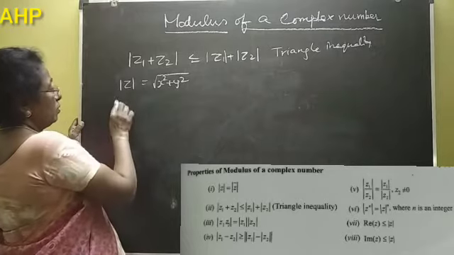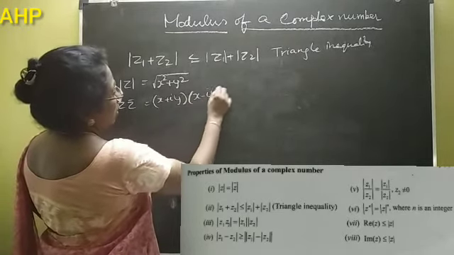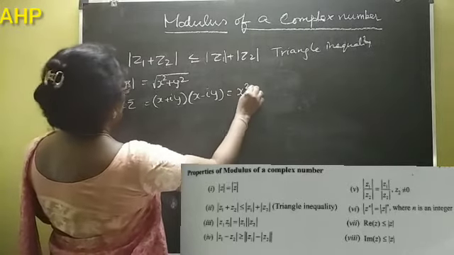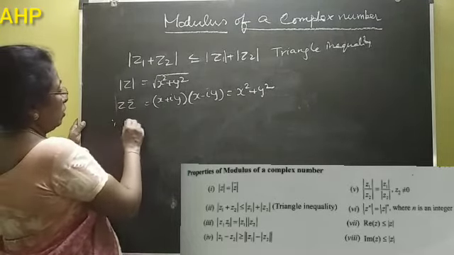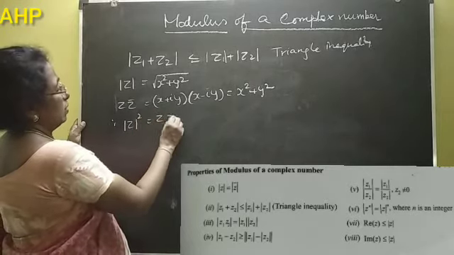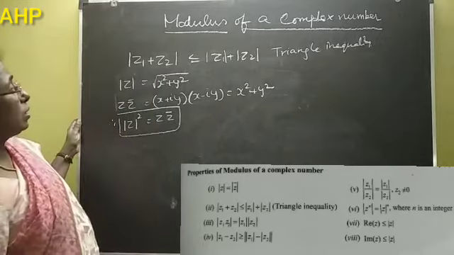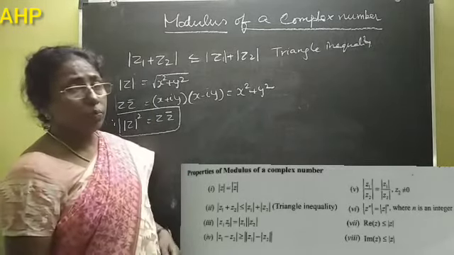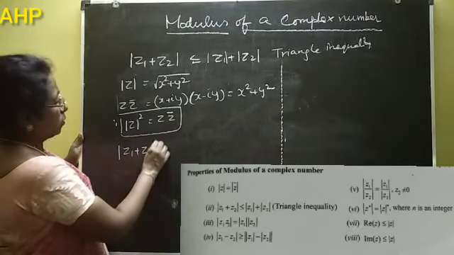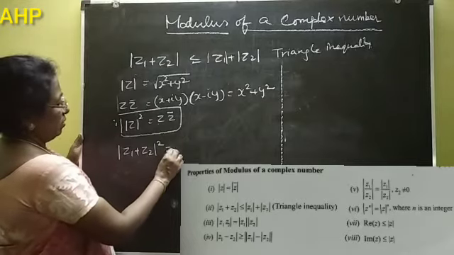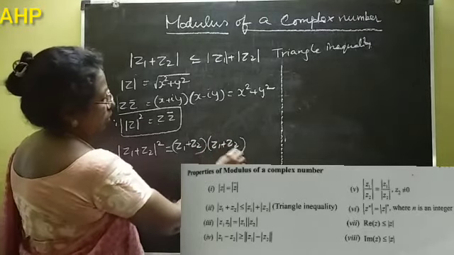Same way, modulus z bar, where z is x plus iy and z bar is x minus iy, is also root of x square plus y square. Therefore, we are going to get modulus z the whole square is equal to z into z bar. So we are going to use this result to prove the triangle inequality. Now modulus z1 plus z2 the whole square, using this formula, we are going to get z1 plus z2 into z1 plus z2 the whole bar.